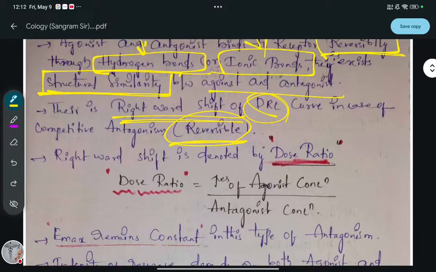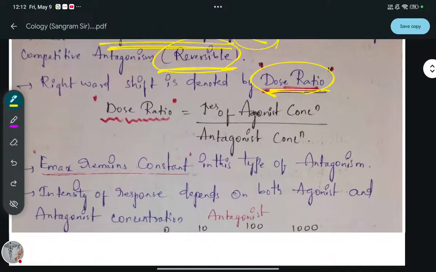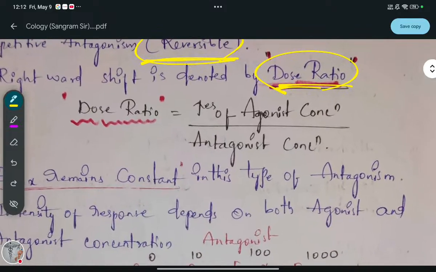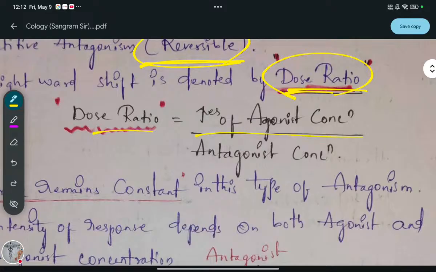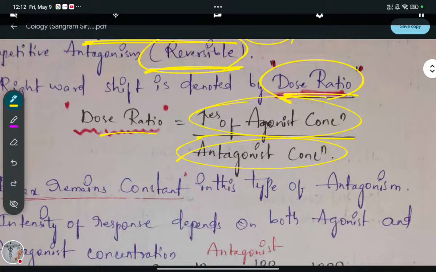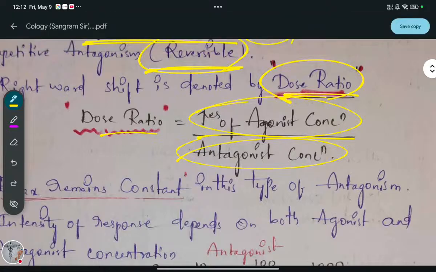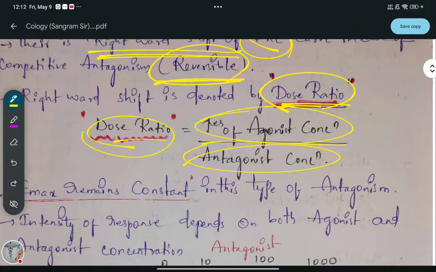Next, the rightward shift is denoted by dose ratio. So what is dose ratio? Dose ratio is the increase of agonist concentration upon increase of antagonist concentration. By this way you can remember dose ratio, or you can find out the dose ratio. So what is dose ratio? Dose ratio is the increase in agonist concentration upon increase in antagonist concentration.